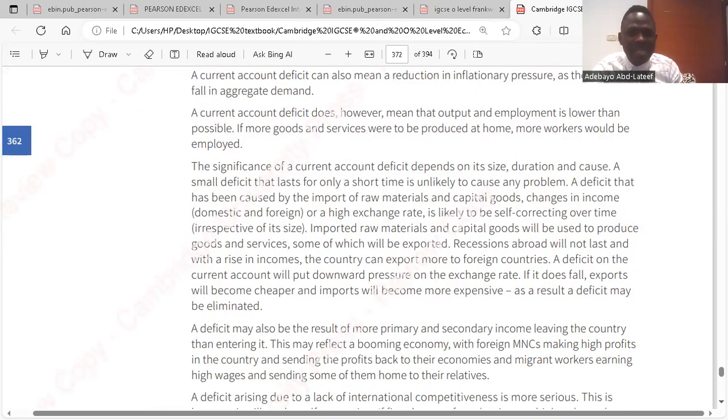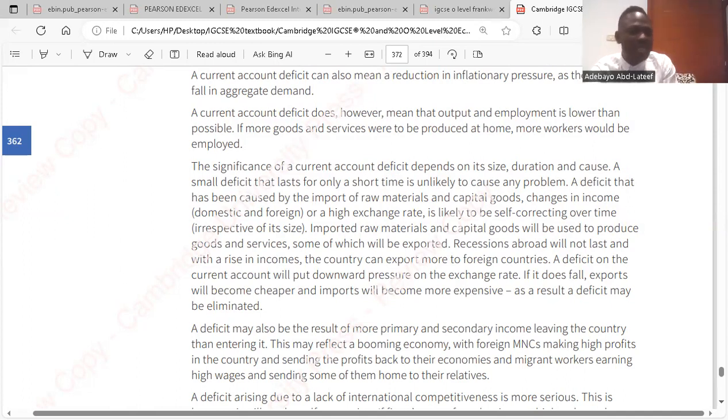So they said a deficit caused by the import of raw materials and capital goods, changes in income, or a high exchange rate is likely to be self-correcting over time, irrespective of its size. Imported raw materials and capital goods will be used to produce goods and services, some of which will be exported. Recession abroad will not last, and with a rise in income, the country can export more to foreign countries.